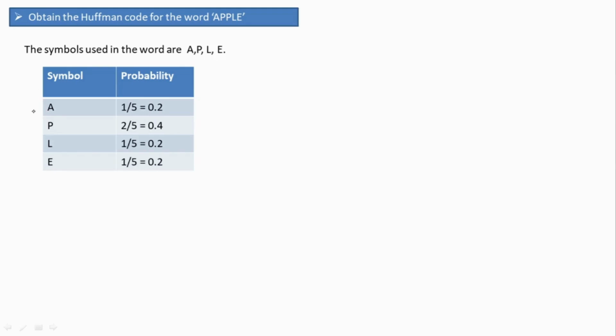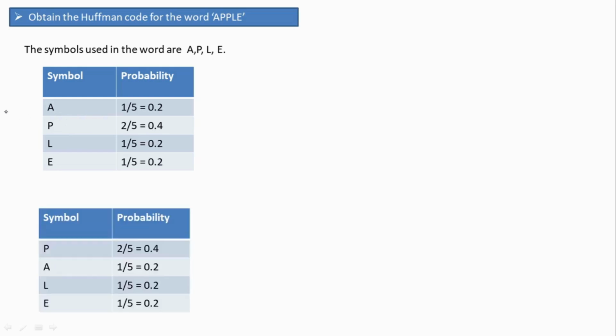First we have to arrange all these symbols based on the probability. We have to write the highest probability symbol first. Next you have to write all the symbols in descending order based on the probability. The highest probability is P, that is 0.4. The remaining A, L, E have probabilities 0.2, 0.2, 0.2.